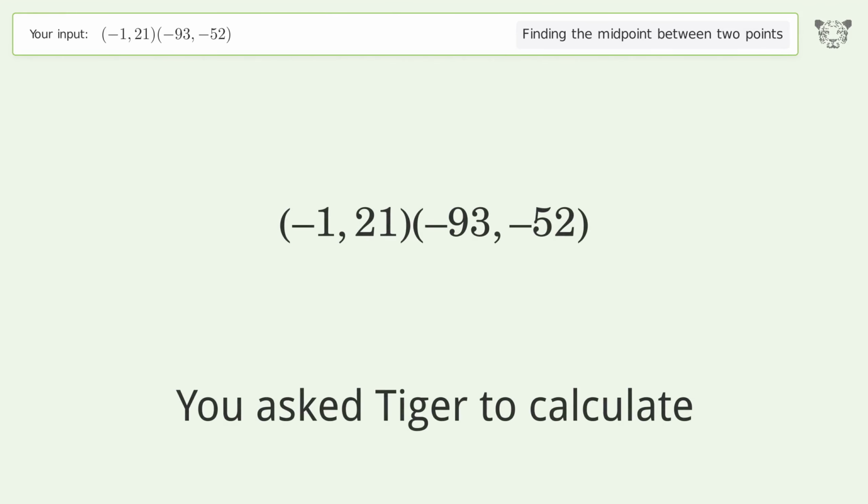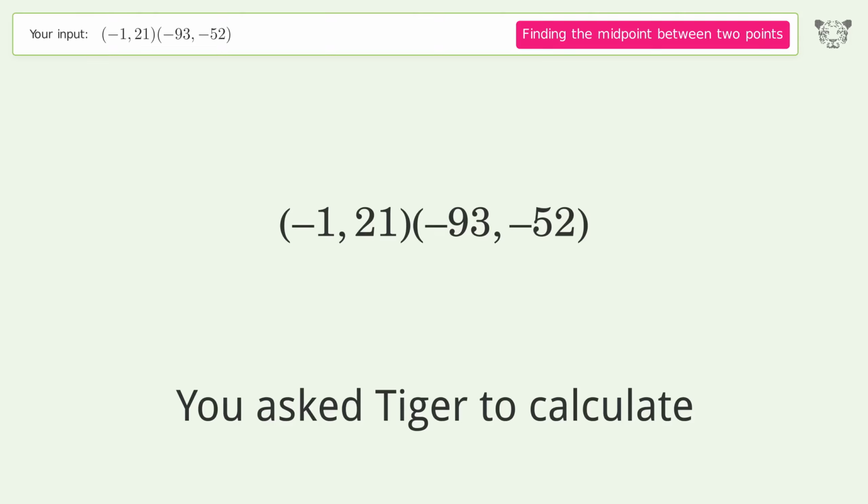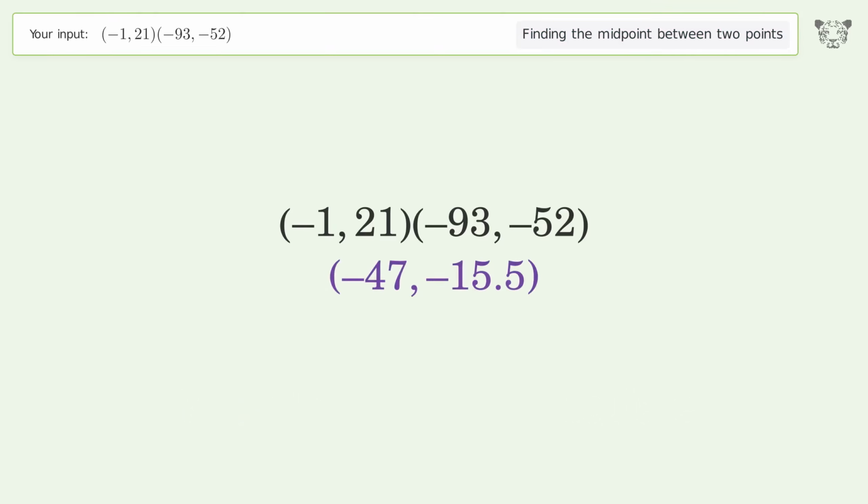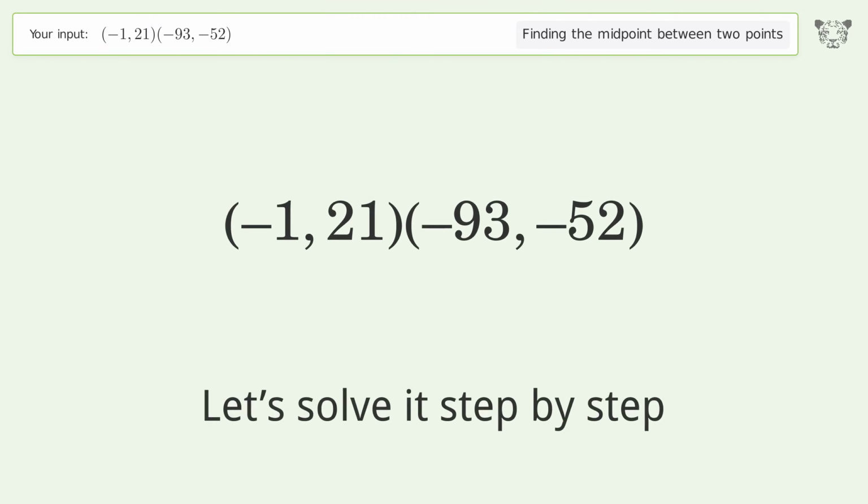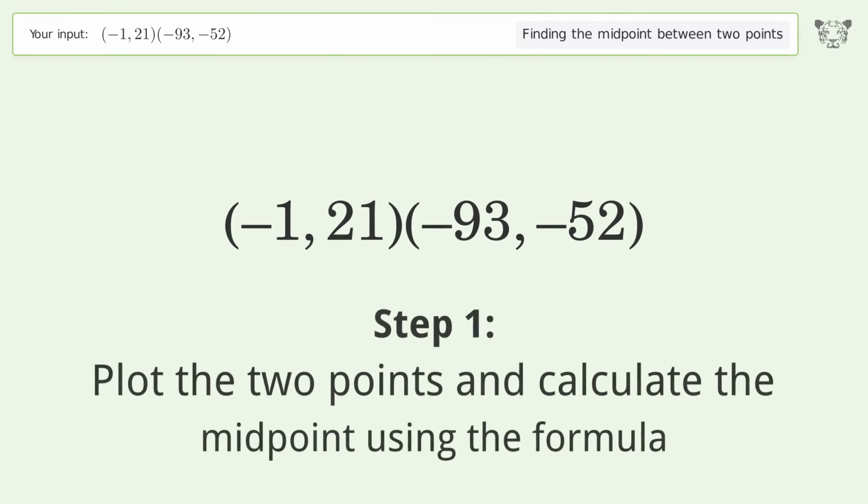You ask Tiger to calculate. This deals with finding the midpoint between 2 points. The midpoint between the 2 points is -47, -15.5. Let's solve it step by step. Plot the 2 points and calculate the midpoint using the formula.